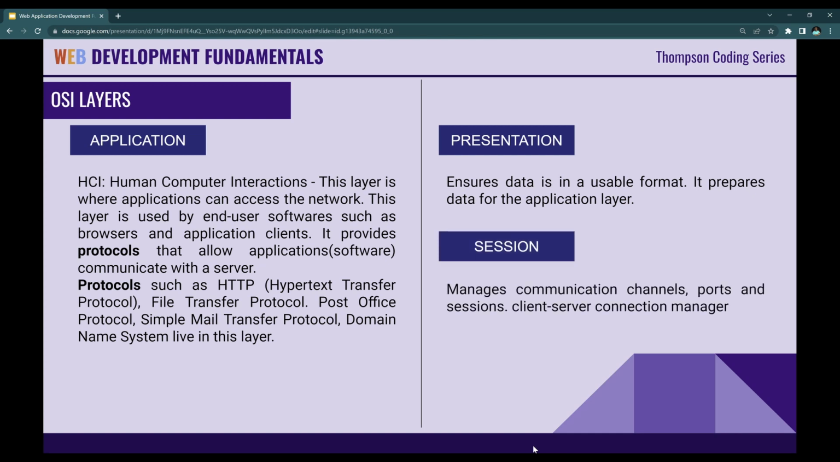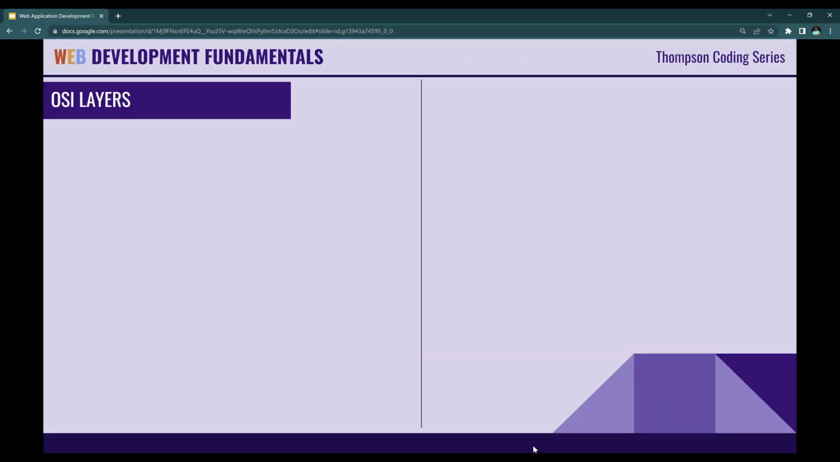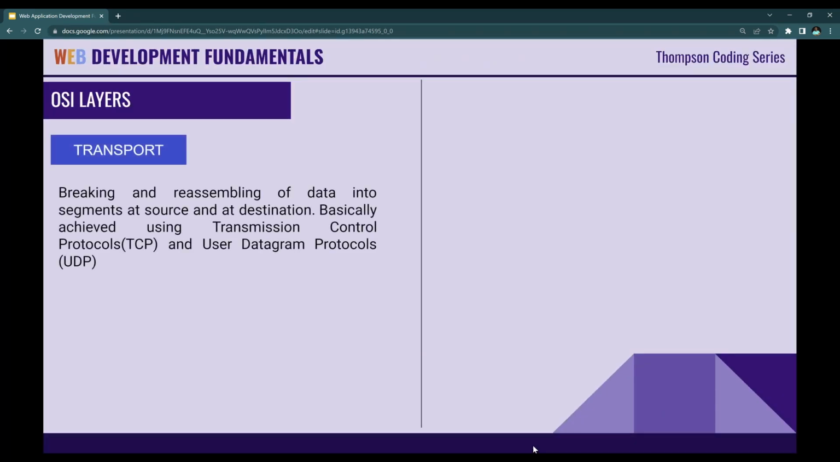The session layer is considered the client-server connection manager in a typical communication over a network. It manages the communication channels, ports, and sessions used within these channels. At the session layer, data is transformed into a session protocol data unit, and it is transmitted to the next layer. The next layer in OSI is the transport layer. The data, which is a session protocol data unit gotten from the session layer, is broken down into segments at the transport layer.